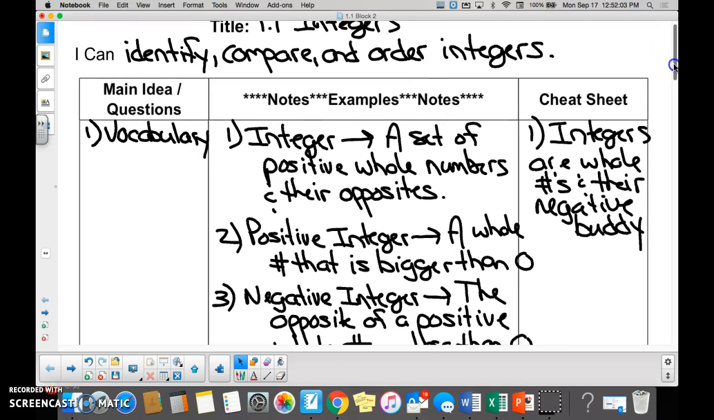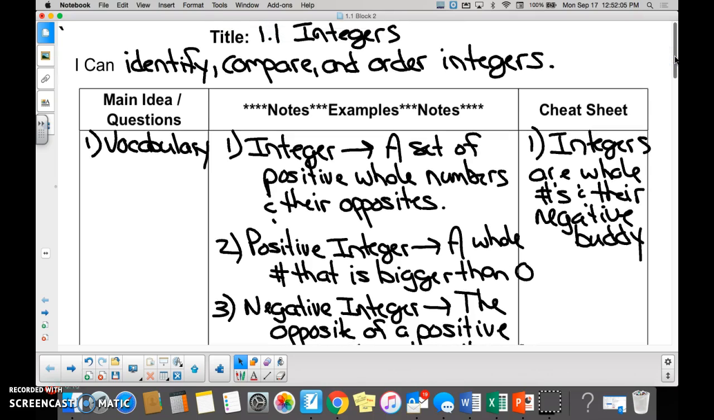Okay, so ladies and gentlemen, welcome to your first video of the year. We're talking about Chapter 1, Lesson 1, integers. And hopefully you all now can identify, compare, and order them. Real quick review though. The key word in our vocab today was integers.